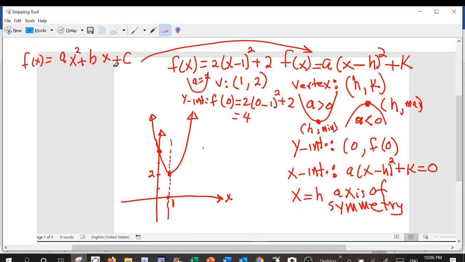But what about the h and k in terms of a, b, c? Well, it turns out that our h here is negative b over 2a. Now, k has a more complicated formula in terms of a, b, c. We don't have to use that because we know k is what? k is the y coordinate when x is h. So if x is this, then k is nothing but f of that.